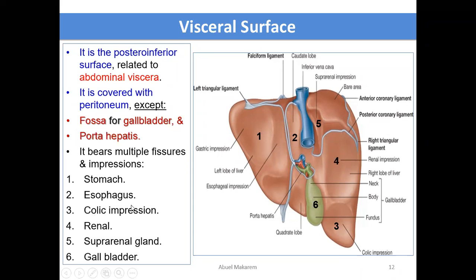Then we have the colic impression, as you can see here, where the right flexure of the colon will be present. Okay. Then four is the renal impression, and five is for the suprarenal gland, and sixth is for the gallbladder. All these impressions are only on the visceral surface, not on the diaphragmatic surface. The diaphragmatic surface doesn't have impressions, except that it is in contact with the dome of the diaphragm.